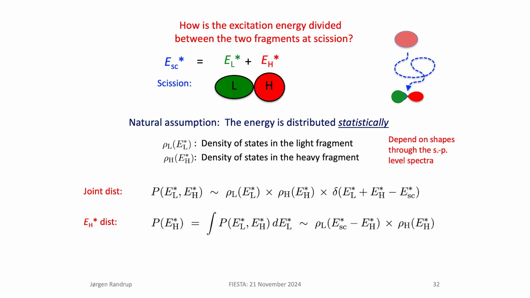Now, the formalism is simple. If you have a level density for one fragment and you have for the other, the joint probability is just the product with the delta function to take care that the combined excitation energy should be what you have available. And if you integrate over one of them, you can get the distribution of the excitation energy in the other, right? Just the product of the level density in the heavy and the level density in the light at the complementary energy, right? And then you can try to use that.